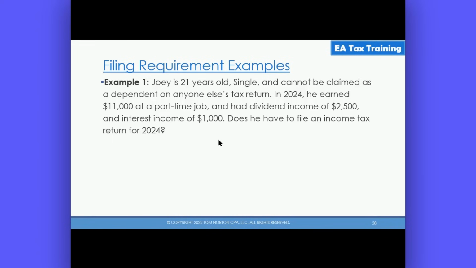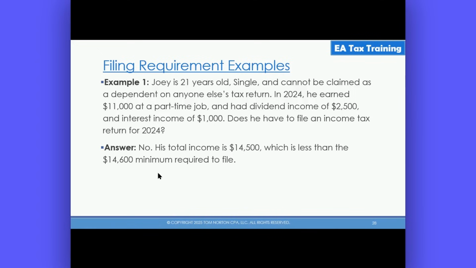Well, let's think about this. He is single and he's not claimed as a dependent on anyone else's tax return. So we're thinking about that first chart. He is most taxpayers. We use that chart. His total income was what? $11,000 from his job plus $2,500 from dividends. So that's $13,500. Then he had interest income of $1,000. So that's $14,500. Is he required to file a Form 1040? I'm sure that you got the right answer. No, he is not. His total income is only $14,500, which is less than the $14,600 minimum required to file.